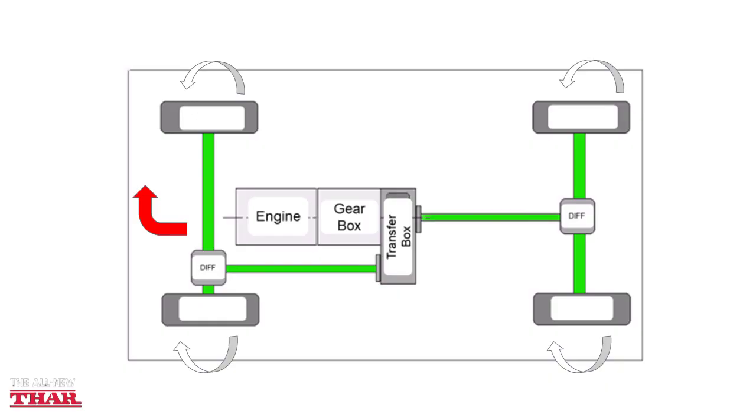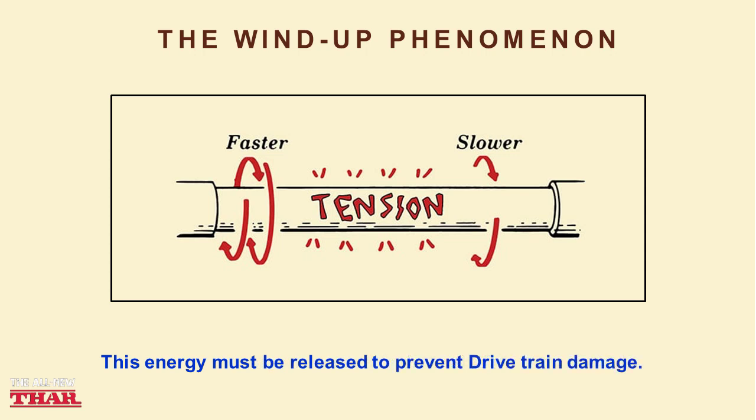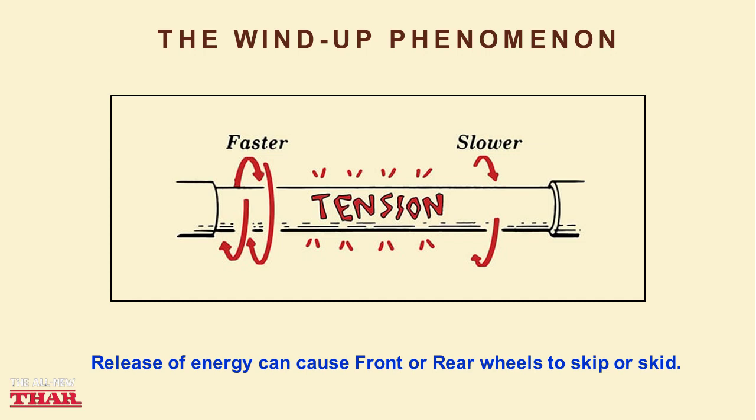If the Thar is driven in 4 high or 4 low mode, the front drive shafts will want to rotate at a different speed, but they can't because they are locked together. This phenomenon is called wind up, essentially a twisting force known as torsion, which stores energy in the drive shafts. This energy has to be released, otherwise it will eventually damage the drivetrain. On low traction surfaces like gravel, this release of energy can cause the front or rear wheels to skip or skid, and this is perfectly okay and desirable.